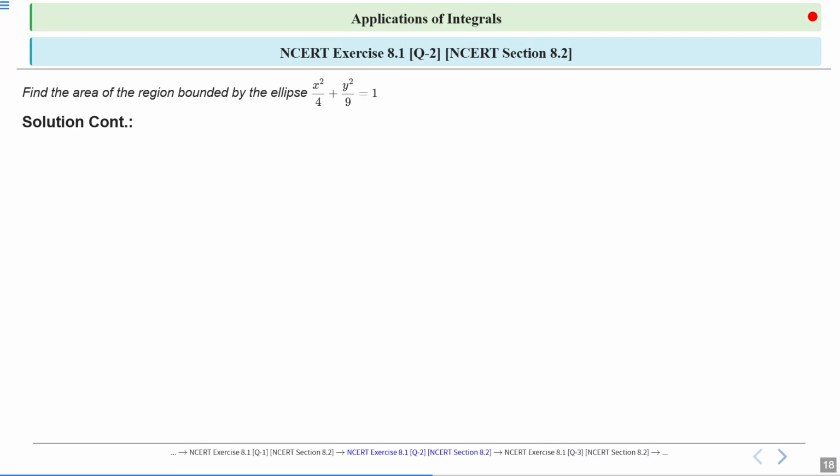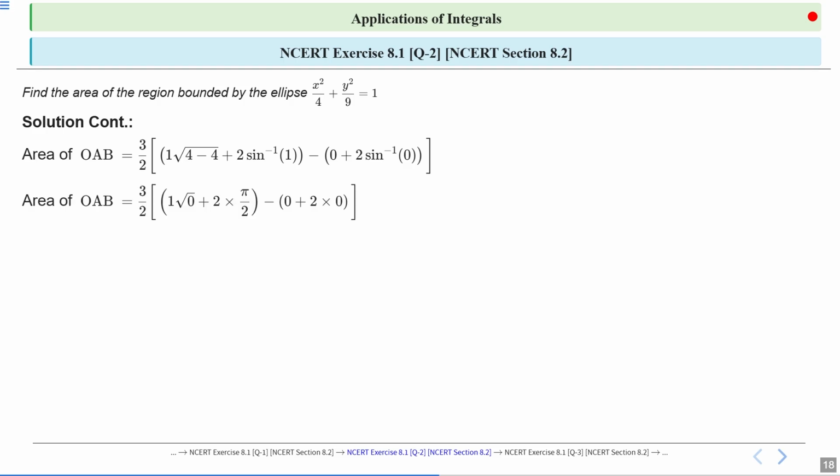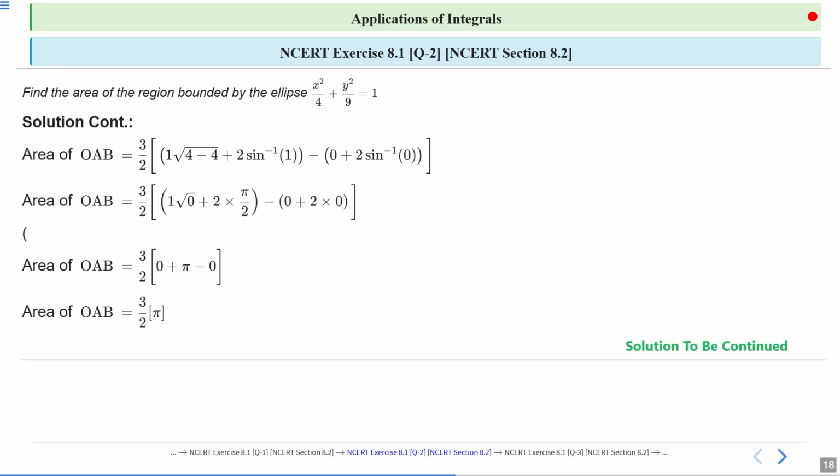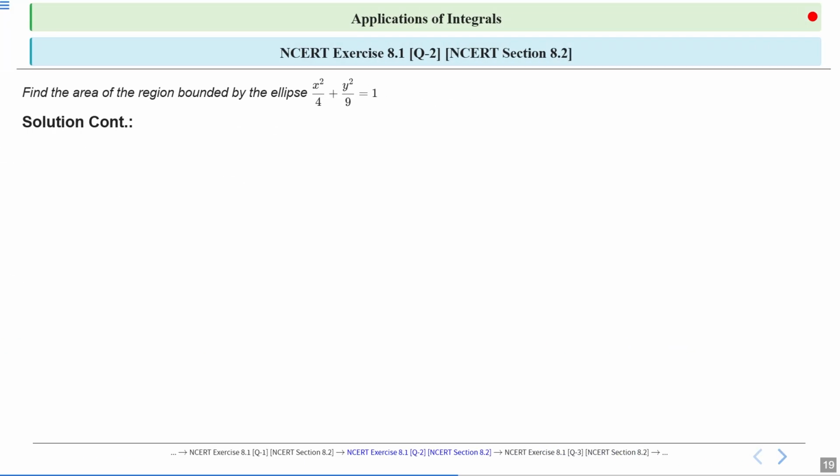So when we simplify, you get 3 by 2 [1 into root 0 plus 2 into pi by 2], as sin inverse 1 is pi by 2 and sin inverse 0 is 0. So when we simplify, we get area of OAB is 3 by 2 [0 plus pi minus 0], and that is 3 pi by 2. That is the area of OAB.